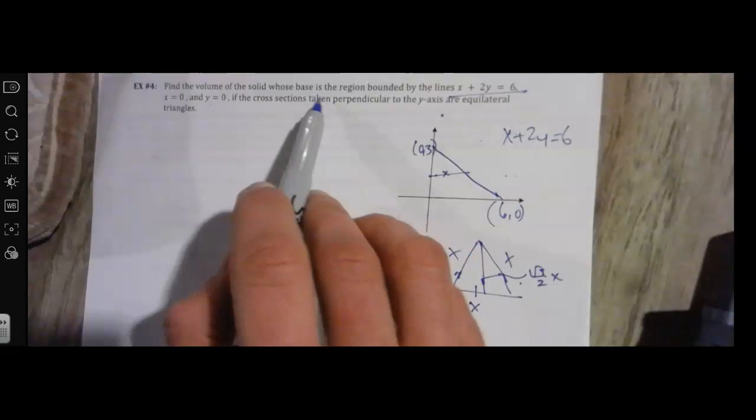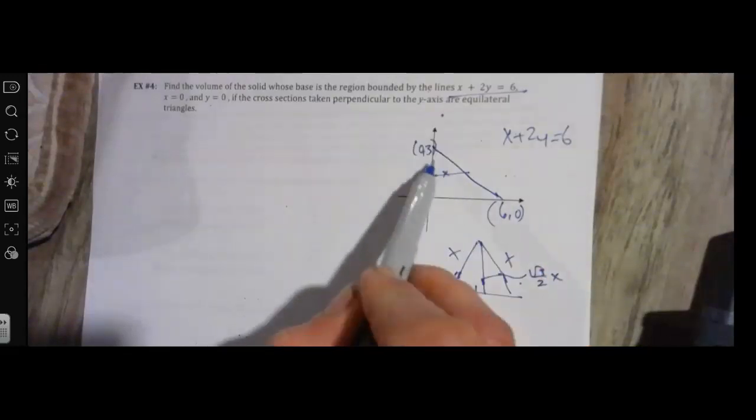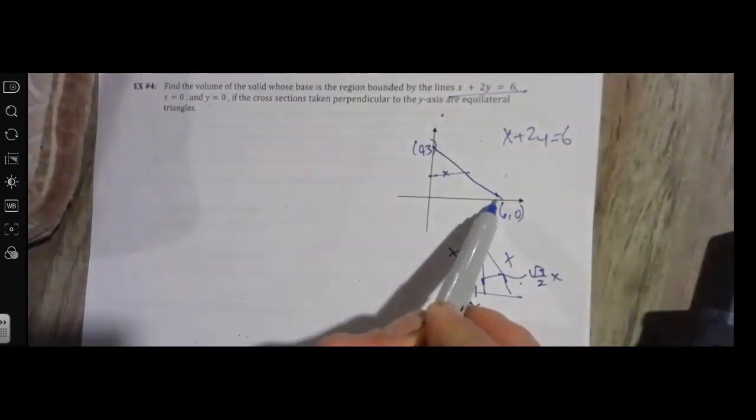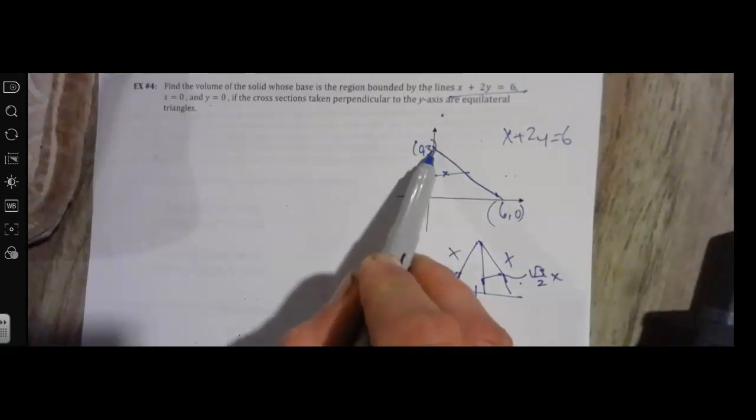Okay, two more examples here. Here's example number 4. So we're looking for the volume of the solid whose base is bounded by x plus 2y equals 6, this line down here. So it's bounded by the points (0, 3) and (6, 0), and x equals 0 and y equals 0, the axis. And now it's perpendicular with respect to the y-axis.